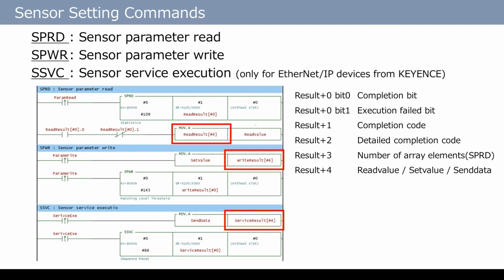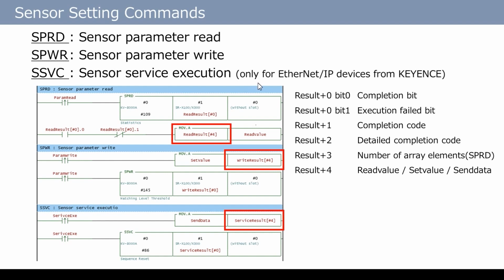When the sensor setting command is used, you can read-write data that cannot be read or written using an implicit message. Some data that cannot be read-written with an implicit message can possibly be read-written with an explicit message. The sensor setting commands are used to easily execute explicit messaging. There are three sensor setting commands, SPRD, SPWR, and SSVC. These are used to read and write parameters, and to execute a sensor function.